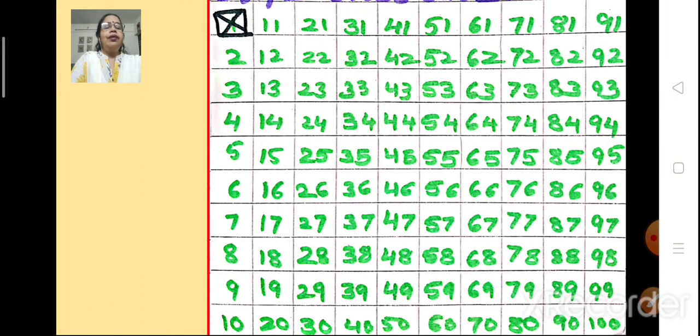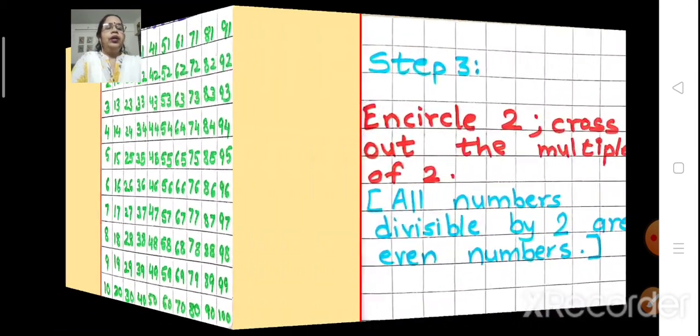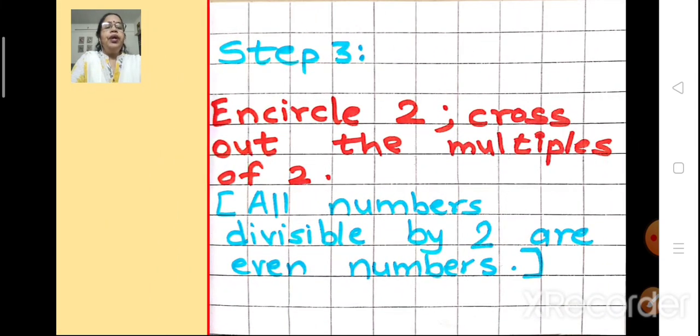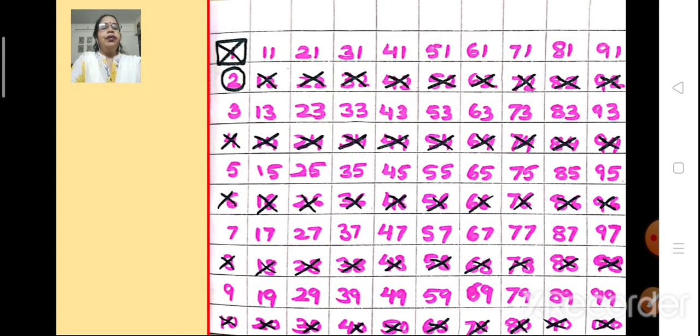So here we have a table of numbers 1 to 100 and we have crossed out 1 as it is neither a prime number nor a composite number. Then step 3, we encircle number 2 and cross out all the multiples of 2. All the numbers divisible by 2 are even numbers, so we cross out all the even numbers. In this table, we have circled the number 2 and crossed out all the even numbers.